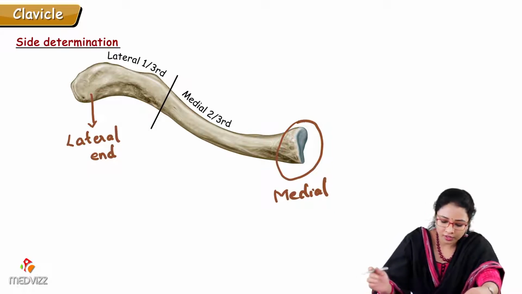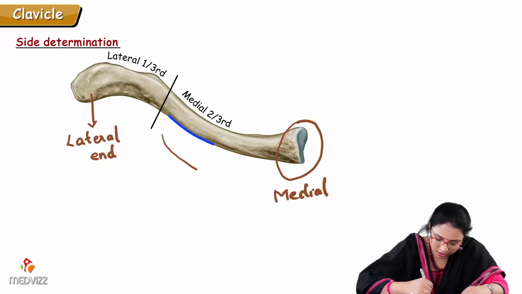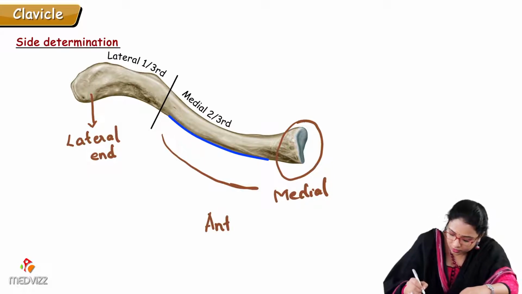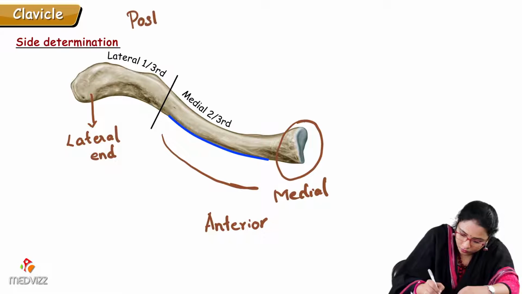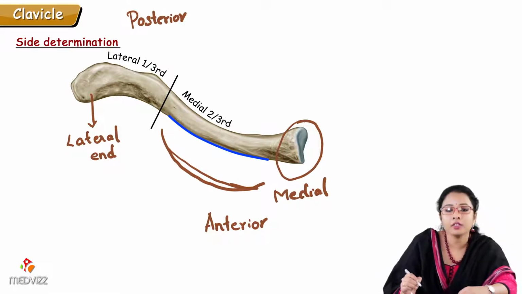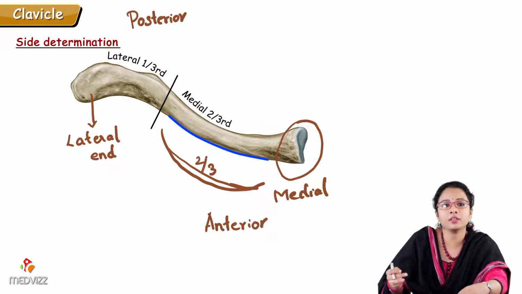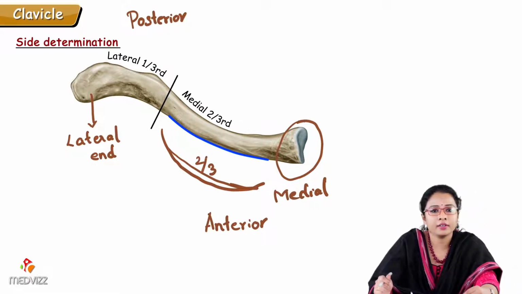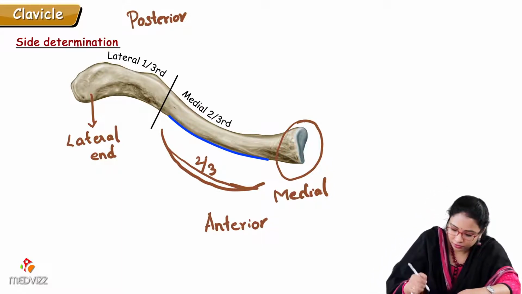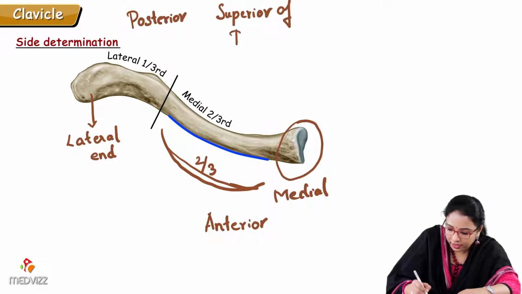Medial 2/3 of the clavicle is convex. So if you see anteriorly, here is the anterior and this is the posterior. So this is the convexity of the anterior side. Medial 2/3 of the clavicle is convex anteriorly. So what we are having here is the right clavicle. So this is the superior surface of right clavicle.